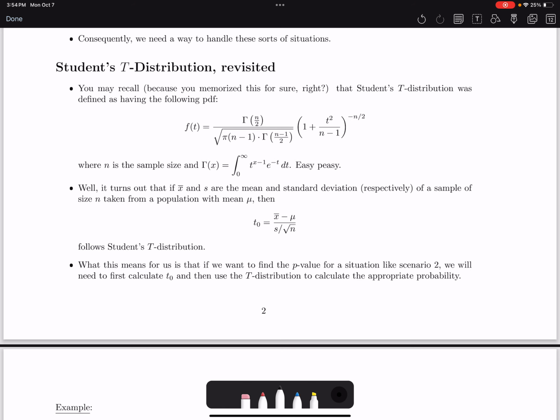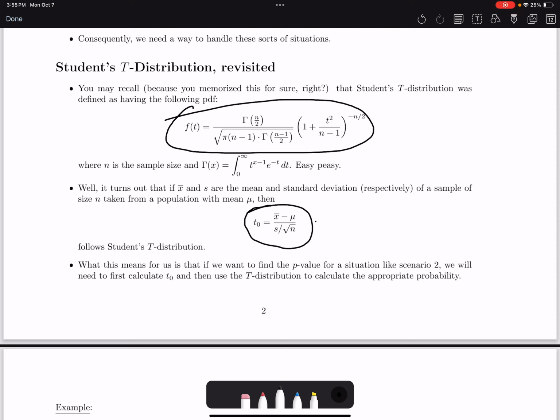So you may recall that Student's t-distribution is defined as having this probability density function, which is crazy. Now, what we haven't talked about yet is that it turns out that if x bar and s are the mean and standard deviation of a sample of size n taken from a population with mean mu, then this value right here, x bar minus mu divided by s over square root of n, follows Student's t-distribution.